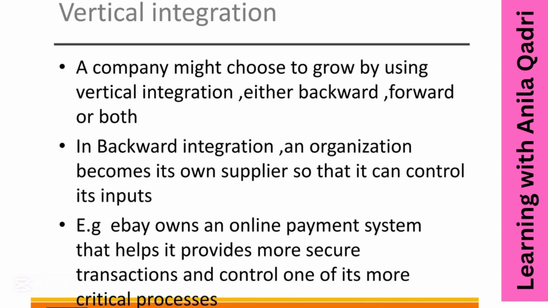What is vertical integration? A company might choose to grow by using vertical integration, either backward, forward, or both. In backward integration, an organization becomes its own supplier so that it can control its inputs. For example, eBay owns an online payment system that helps it provide more secure transactions and control one of its more critical processes.